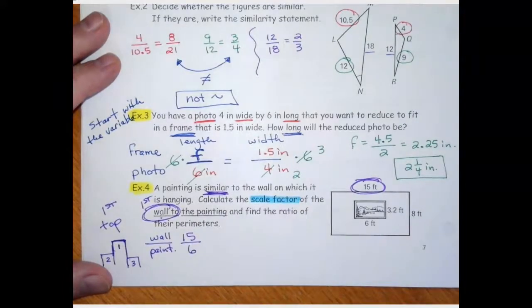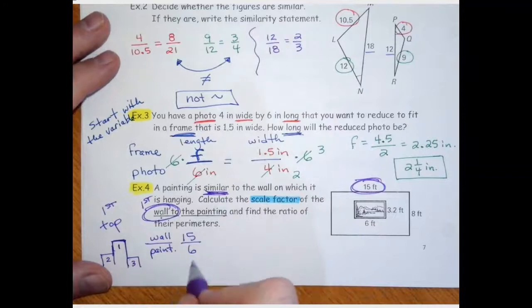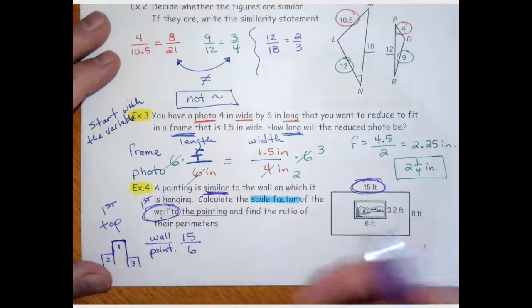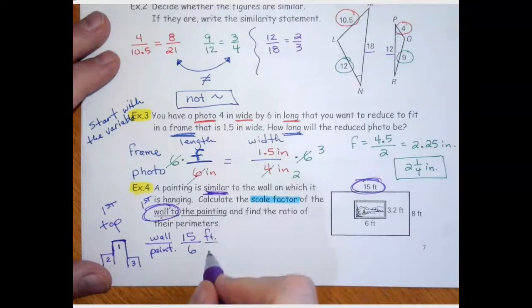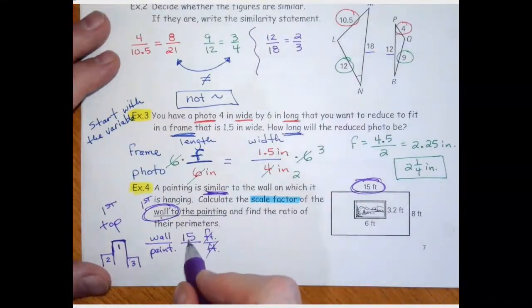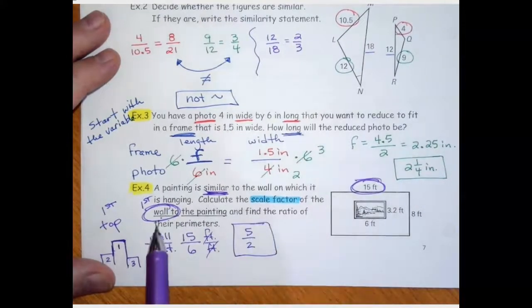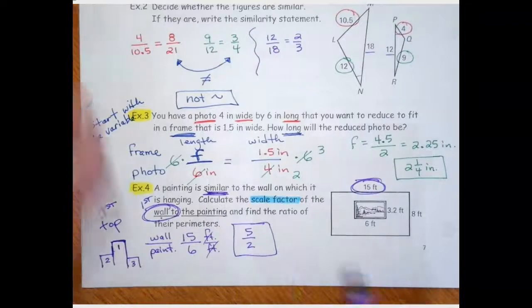Now why did I choose 15 over 6? Because 15 over 6 looks better to me than 8 over 3.2. That has a decimal in it. That seems like it would be more complicated. So I'm going to start with these two numbers over here. And these are both feet, so that's probably helpful. They'll cancel out. A scale factor is just a number. It doesn't really have units attached to it. So both of these can be divided by 3. So that's going to be 5 over 2. So the scale factor of the wall to the painting is 5 over 2.